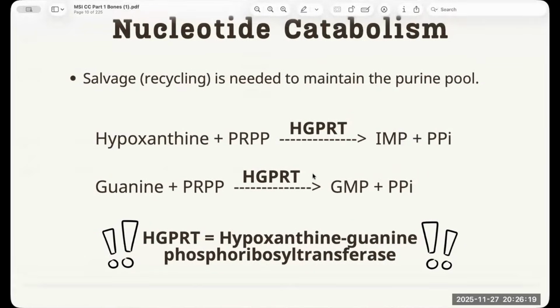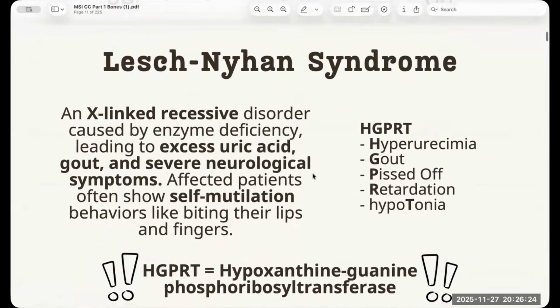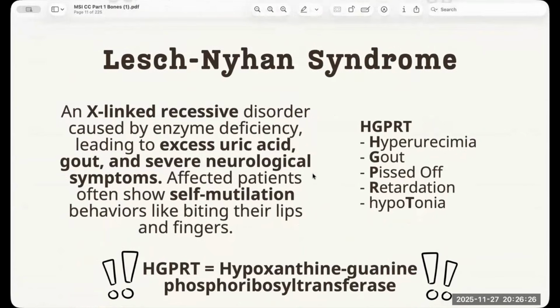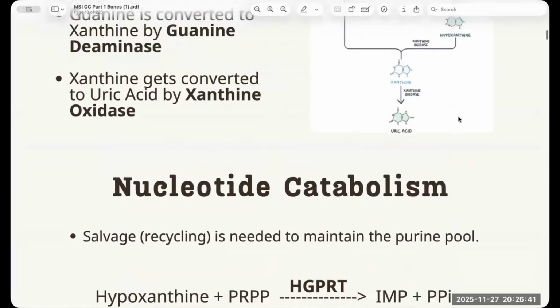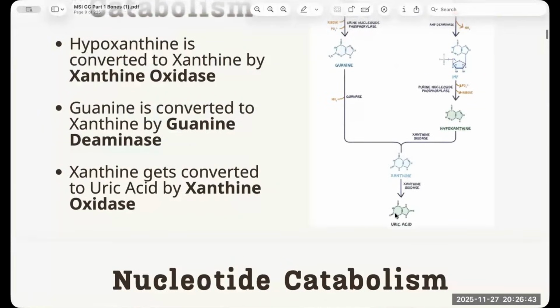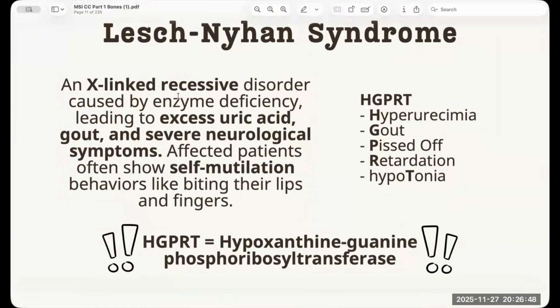It's because if this enzyme was not there, we would have some diseases. First being Lesch-Nyhan syndrome, which is an X-linked recessive disorder caused by this enzyme deficiency. If we do not have this enzyme to do those things, we will have an excess of hypoxanthine, xanthine, and uric acid. All right. This excess uric acid will cause gout and severe neurological symptoms because it deposits in the brain.